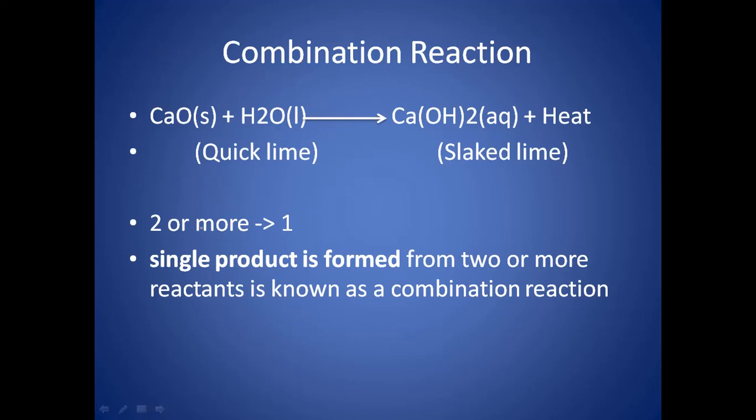Here is quicklime which has been mixed with H2O, that is water. We get slaked lime and also we get heat. So you can see two or more particles have become only one. They were two, and only one element we get. The single product is formed from two or more reactants. It's called a combination reaction.